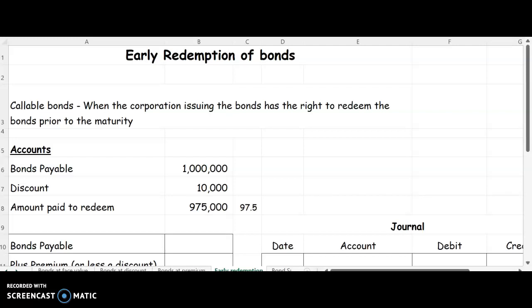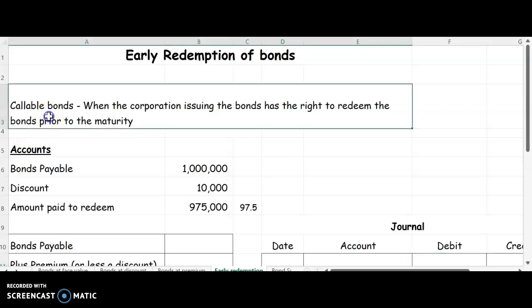In previous videos, we have redeemed our bonds on the maturity date. So we have redeemed these bonds and paid them the amount that we owe them. There was no gain or loss on the early redemption of the bond. So now we're going to look at what happens when a company issues what we call callable bonds.